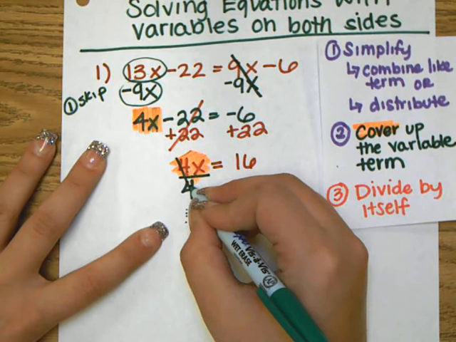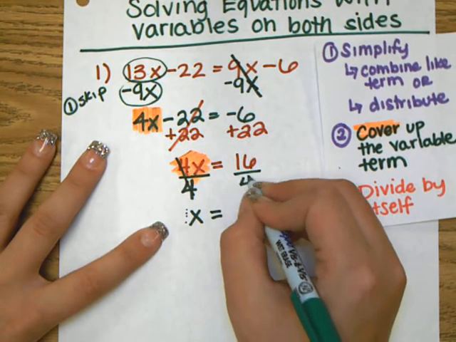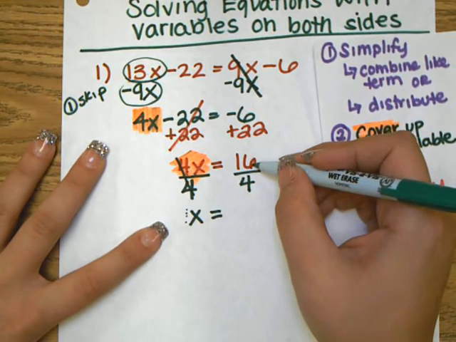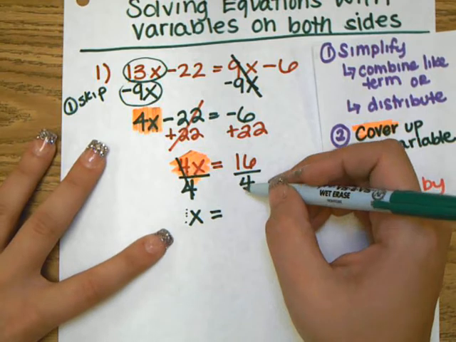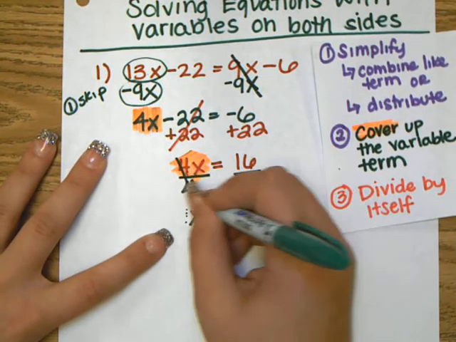We want to know what an x equals. Whatever we do to the left, we have to do on the right side. So 16 divided by 4 is 4.